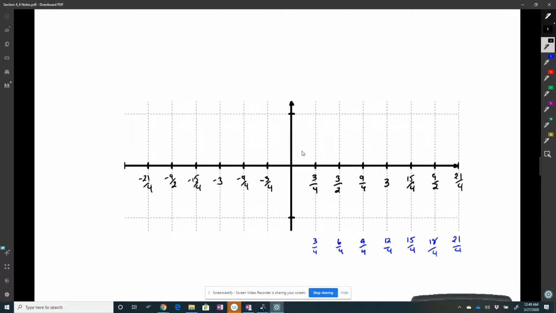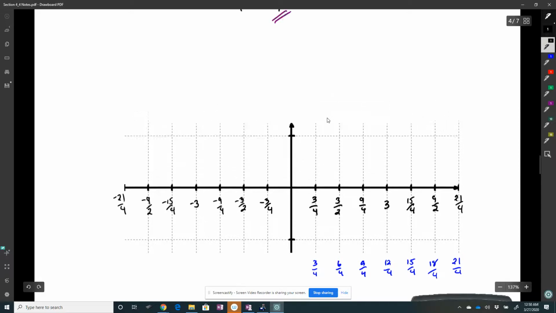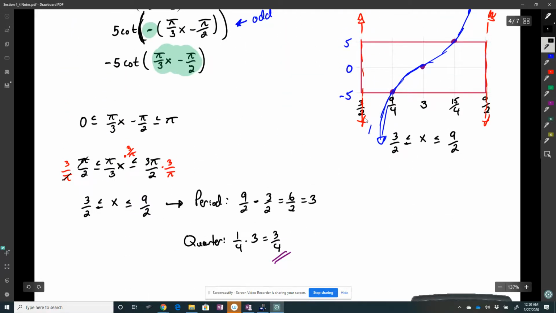Did I get them all right? 1, 2, 3, 4, 6. I missed one. Where did I miss? Oh, God. Okay. Bad Gilbert. All right. So 3/4, -3/2, -9/4, -3, -15/4, -9/2, -21/4. Okay. Anyway, so if I do it like this, then my starting point is at 3/2, my ending point is at 9/2.